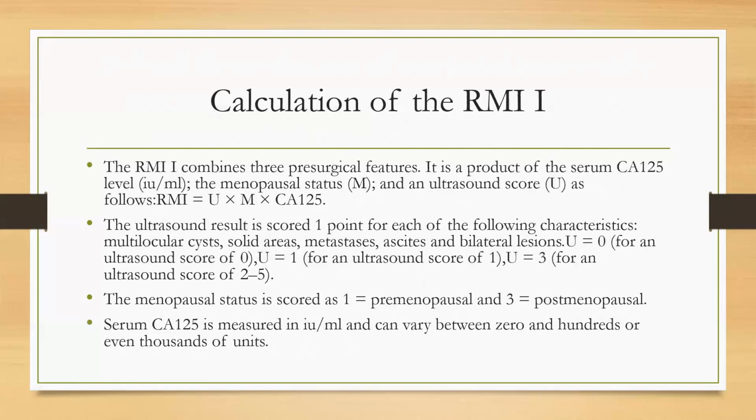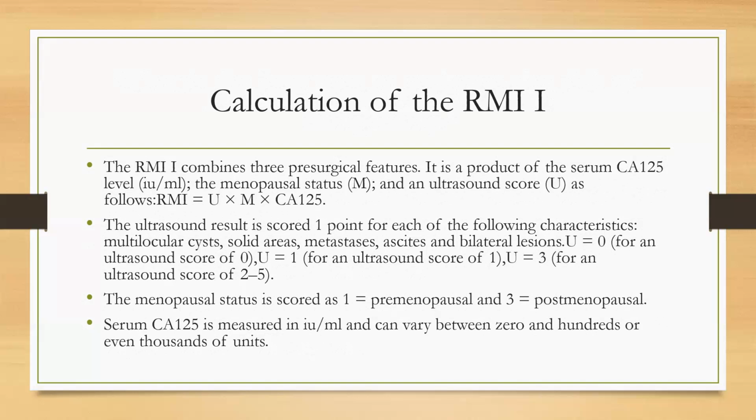So how do we calculate the RMI1? I already discussed it in the postmenopausal guideline as well. The RMI1 combines three pre-surgical features, in which we measure the CA125 level. Its level can be as low as 0 and as high as hundreds or even thousands of units. Then we multiply it with the menopausal status.